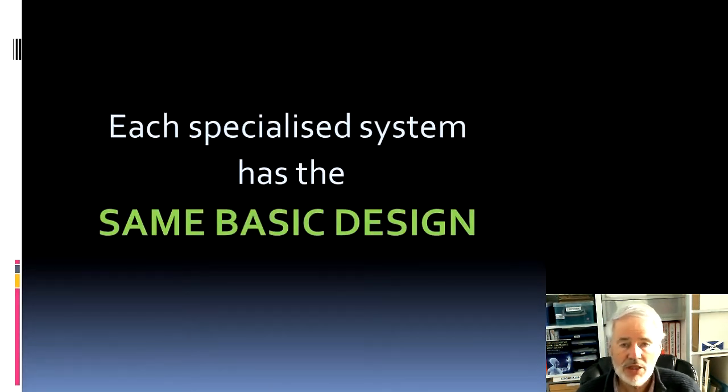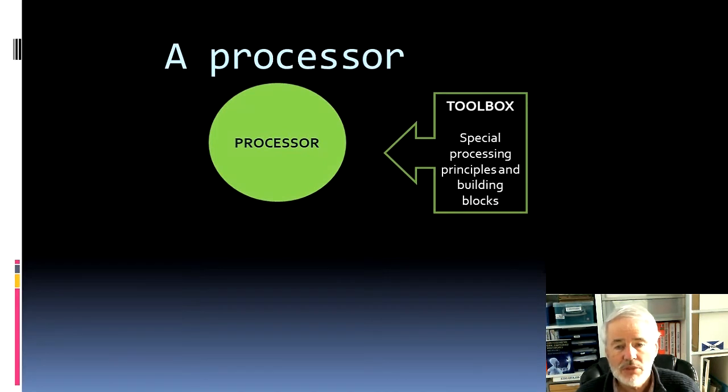Now, each specialized system has the same basic design. What is that design? Well, in the first place, it has a processor. That could be described as a toolbox with special processing principles and building blocks with which you can build, as it were, a representation and store it and activate it and manage it in the course of online processing.